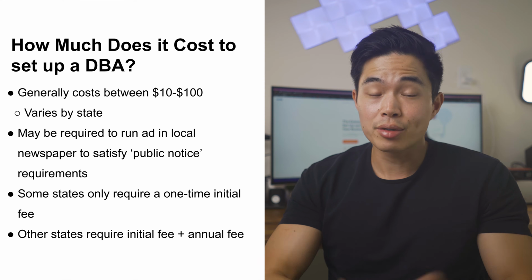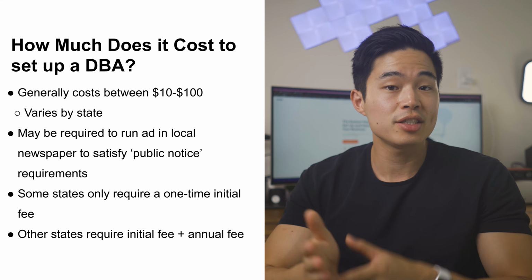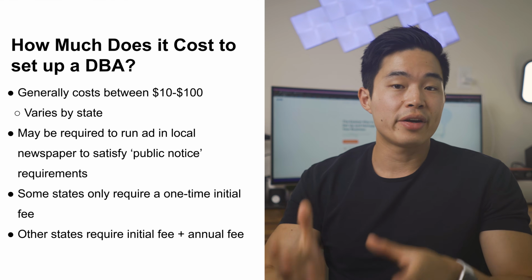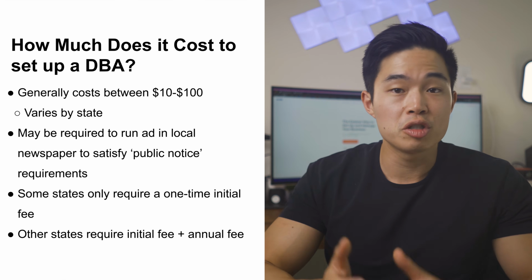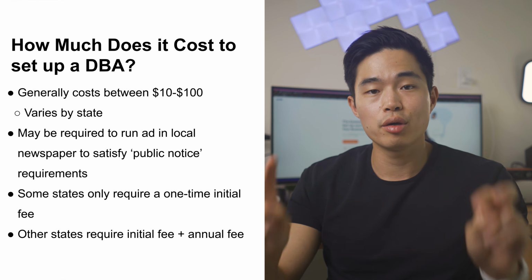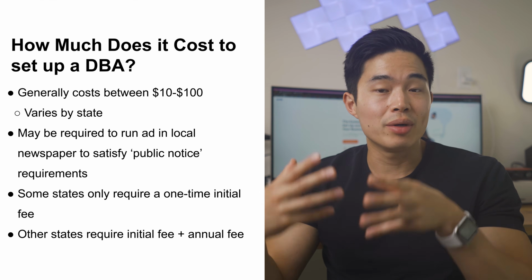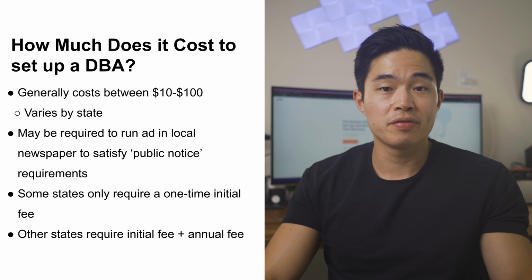So now, how much is it going to cost for you to set up a DBA? Generally, setting one up costs between $10 to $100, but I'll say that this number varies by state. Some states may also require you to run an ad in a local newspaper to satisfy the public notice requirements. They may have you pay a one-time initial fee or pay an initial fee plus an annual fee to keep your DBA up and running.